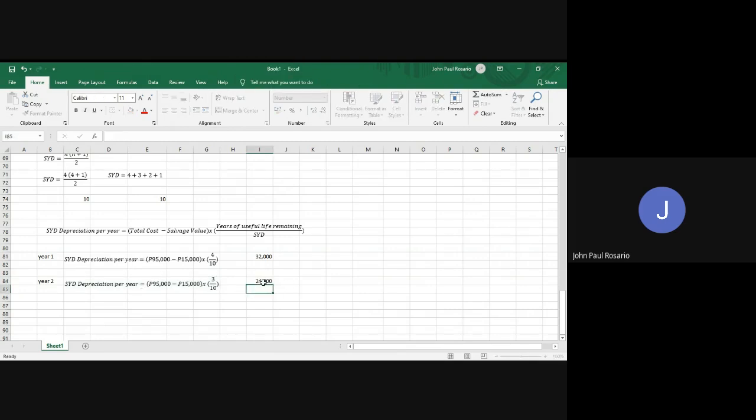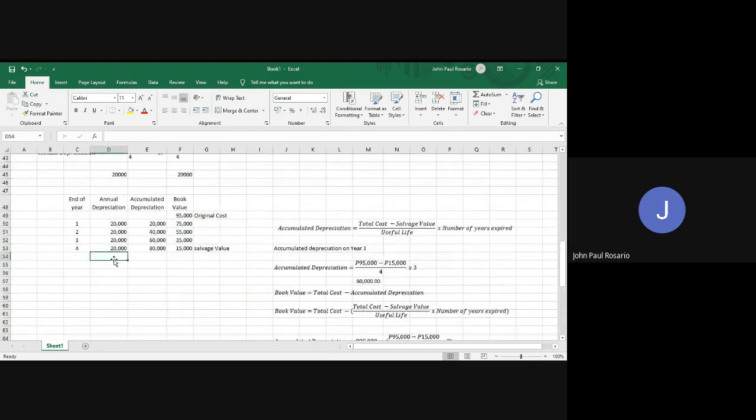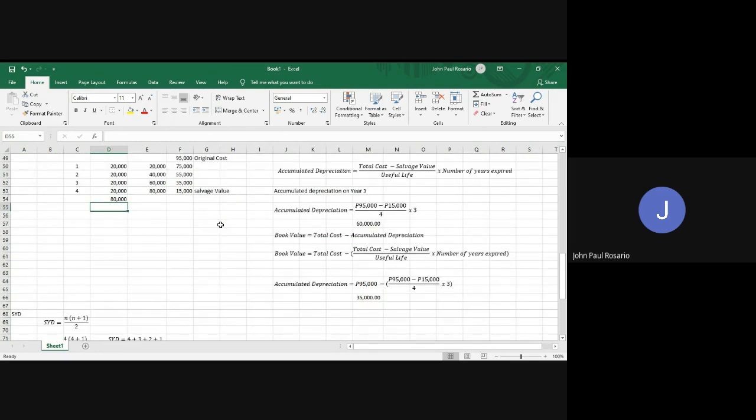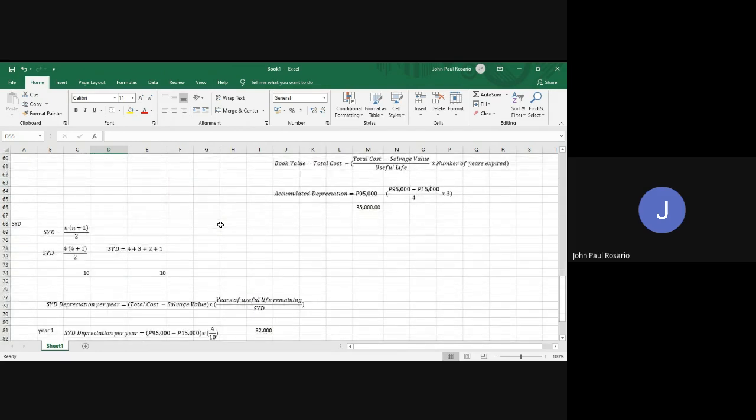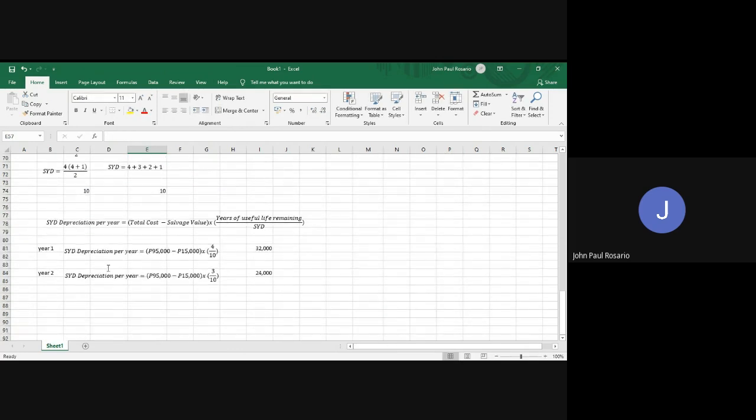Then before I forget, by the way, here in your table, the total of your annual depreciation should equal your total depreciable amount, and your total depreciation, if you add that with your residual value, should equate with your original cost. Okay, let's continue for year three.